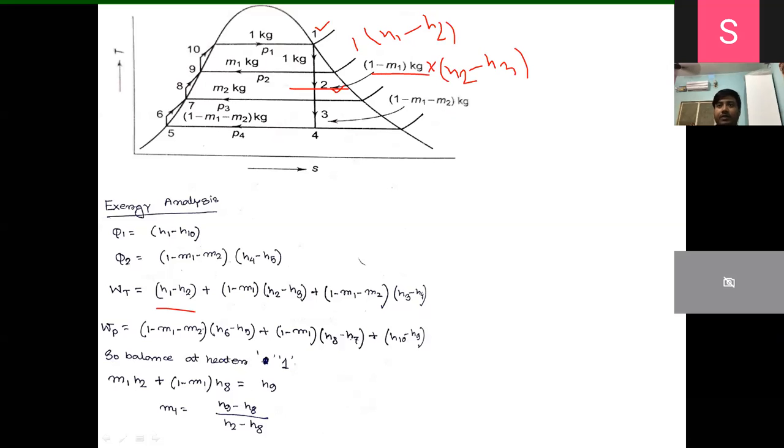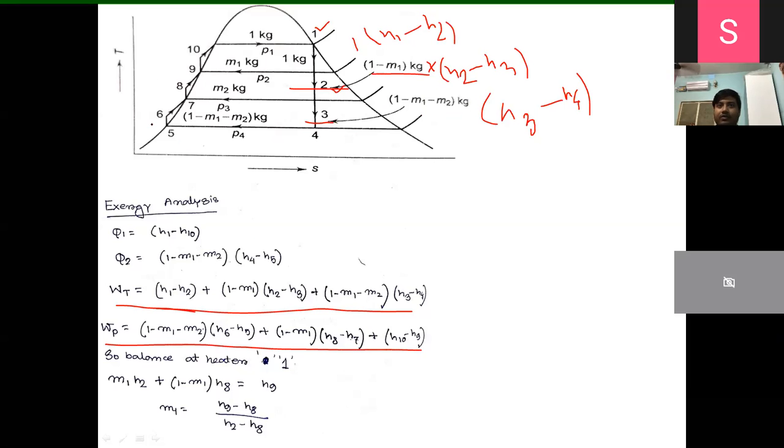It will be like this. Then for the last one it will be 1 minus m1 minus m2 multiplied by H3 minus H4. Okay, so this is your turbine work. Similarly we will get the pump work.